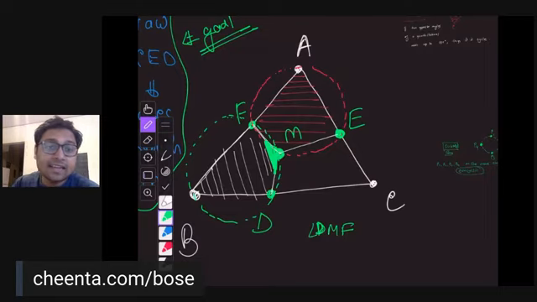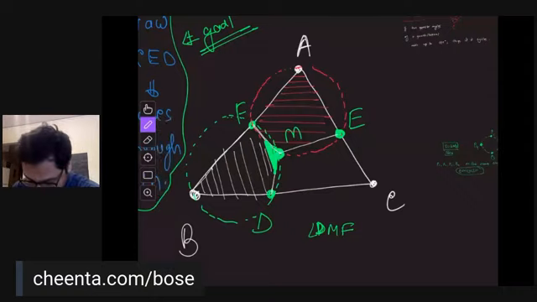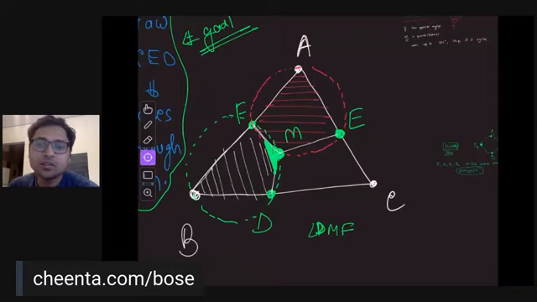Samir, they are D, E, and F. They are like 3 points from the sides BC, CA, and AB. These 3 points, D, E, and F. Yes. So you can select them as you wish.